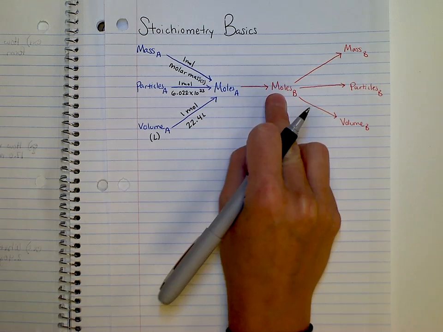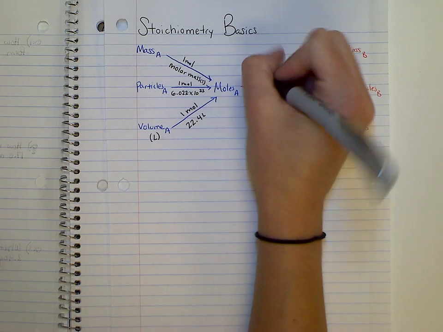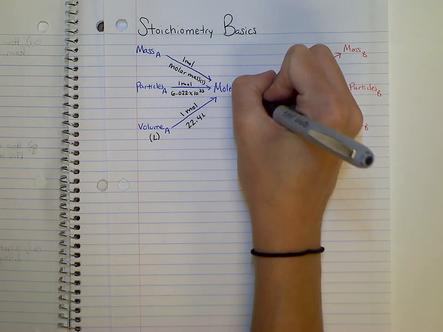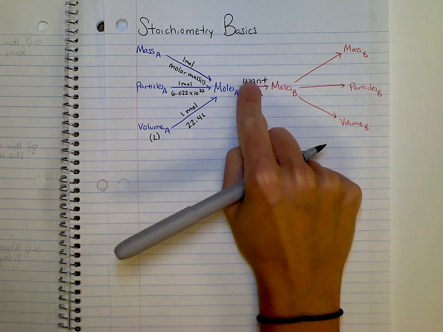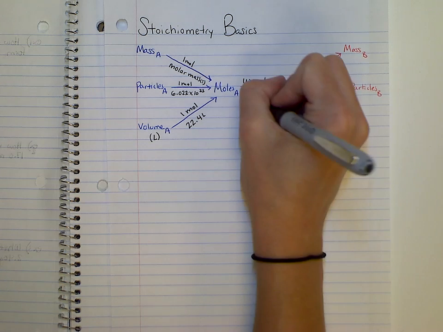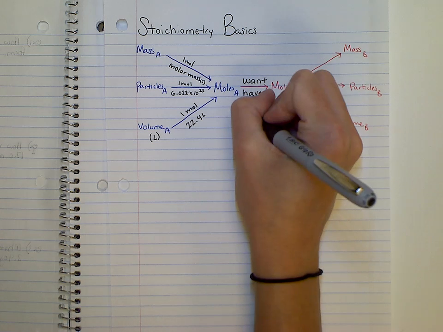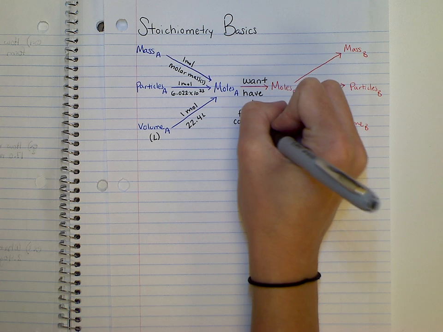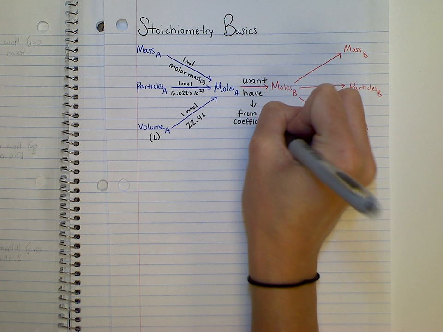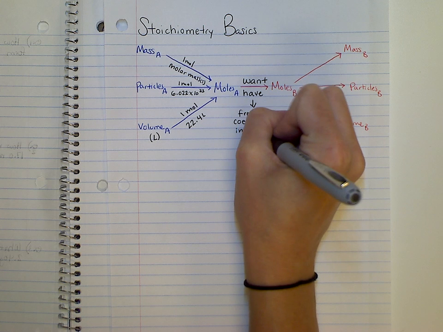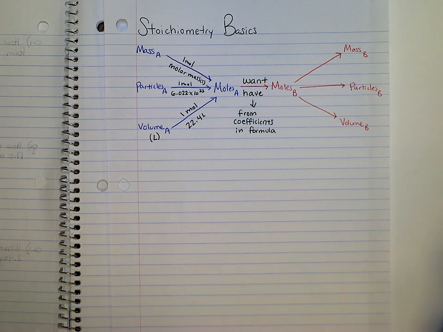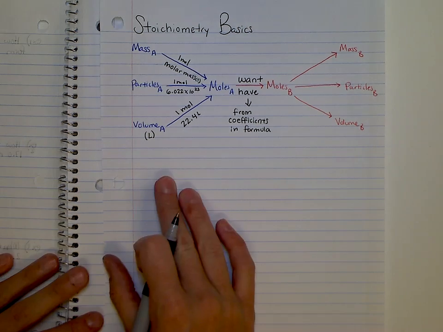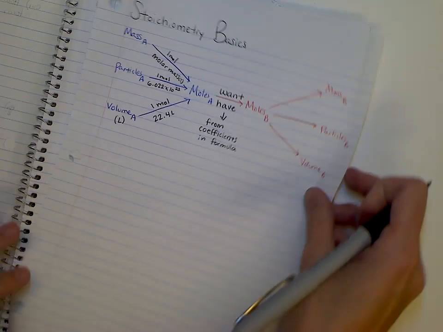This middle conversion here, you're going to want to use the mole ratio that you get from your reaction. You're going to put the ratio of what you want over what you have or what you started with. But these numbers always come from the coefficients in the formula. And we're going to go through a few examples of this, so if it doesn't make sense right now, it will in a second.